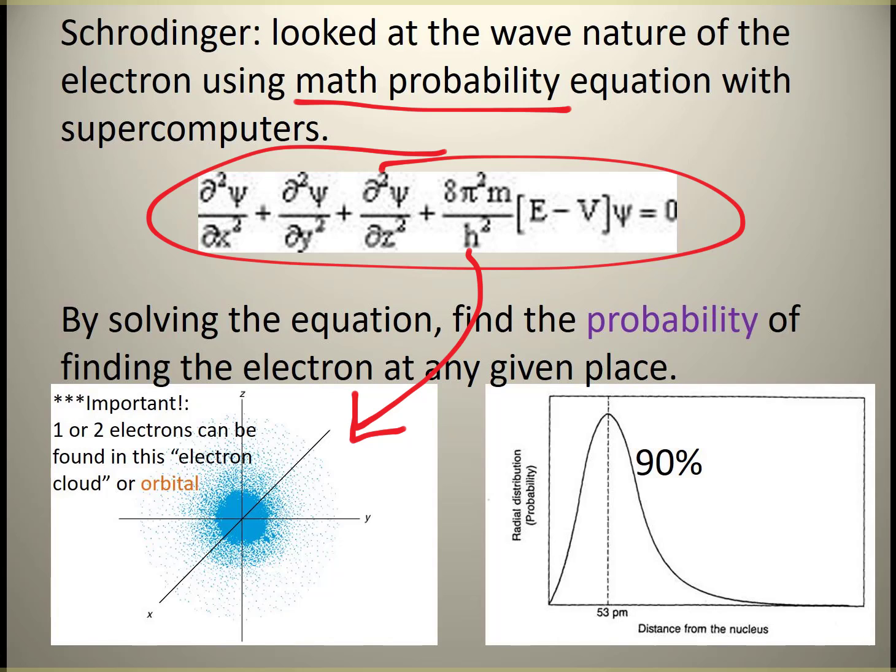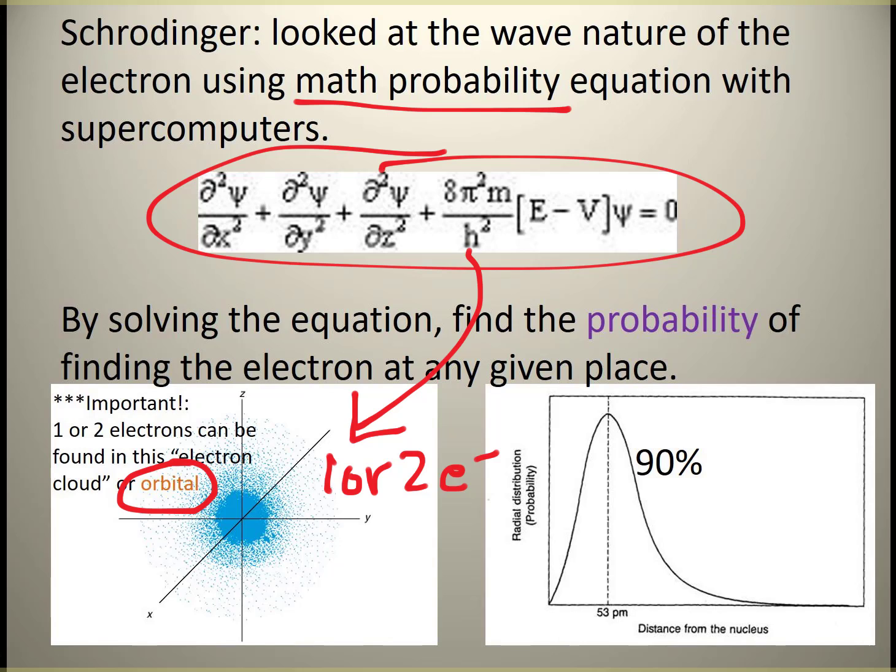That is where you will find the electron for hydrogen and both electrons for helium. So 1 or 2 electrons will look like this. And Schrodinger, he called it an orbital. So instead of calling it an orbit, it's called an orbital. And this is an electron cloud model of the atom. Now, do we know exactly where the electron is?